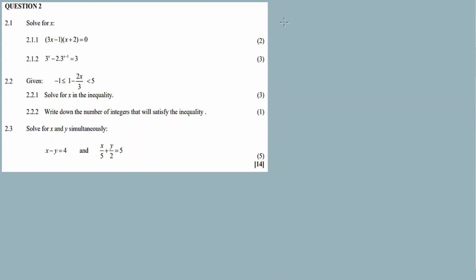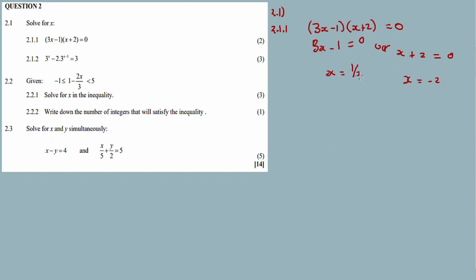Now lapha 2.1 basipha a set of two equations. 2.1.1 basiphe this: 3x minus 1, x plus 2. Ngendlela ilula ngayo le equation le kwamele uyisolve ucimezile. Nami ngizovala amehlo manje ngisolve. Kuyoba u 3x minus 1 equal to 0 or x plus 2 equal to 0, then x is equal to minus 2, x is equal to, not minus, it's 1 over 3.